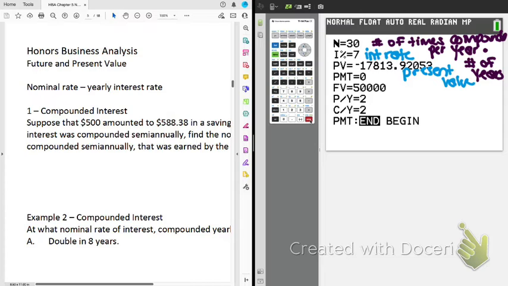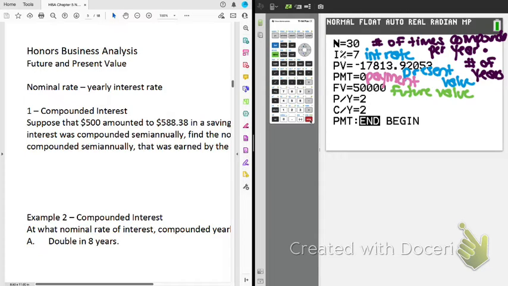PMT is payment. For today's lesson, payment is not involved. Payment will come specifically with something called annuities. That will be day 2. So for right now, leave payment as 0. And if you ever don't need to use something, you can just put a 0 back in there. Okay? FV, you might be able to guess since the other one, this is future value.